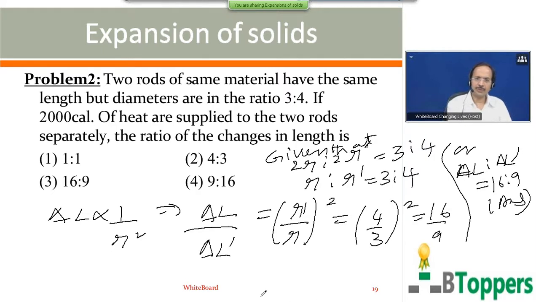But sometimes, in case you are asked what is the ratio of increase in the volume, as already explained here, the increase in the volume will be the same for both the rods. In case you are asked what is the ratio of the increase in volume of the first rod to the increase in volume of the second rod, that will be 1:1.